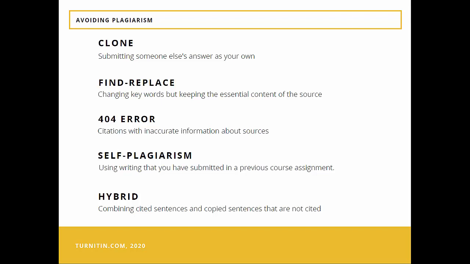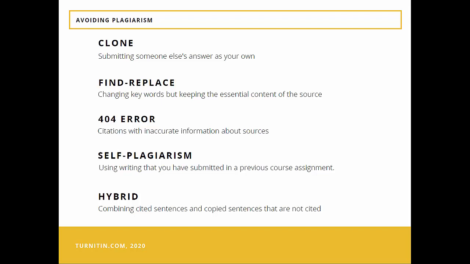Another kind of plagiarism is find and replace. Sometimes this is done accidentally, where a user will think that if they change keywords in a sentence, that they've made it their own, but that is not a complete paraphrase. If you're keeping the essential content and organization of the sentence, as well as most of the words, that is definitely plagiarism, and we call it find and replace plagiarism.